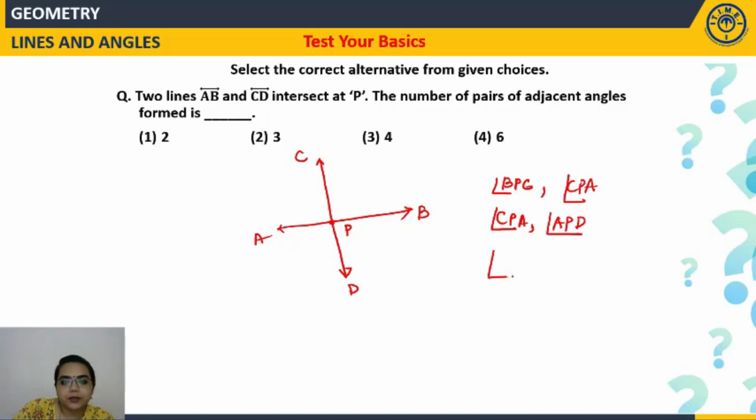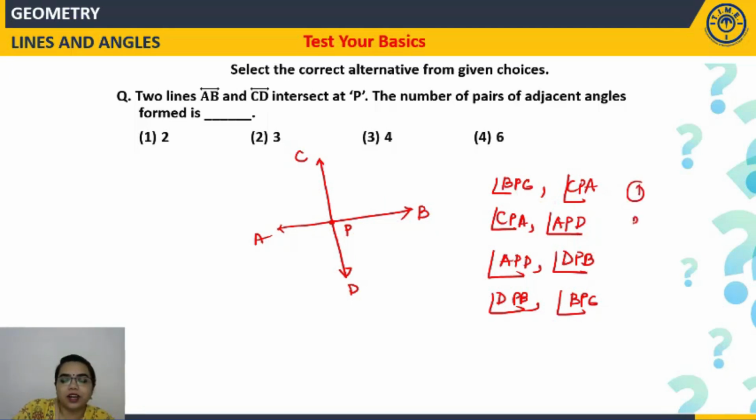Next, let us consider angle APD and then what is the adjacent angle to this? Angle DPB. Next, angle DPB and what other angle do we have? Angle BPC. Can you see that? Did we cover all of the angles? Yes, we did.